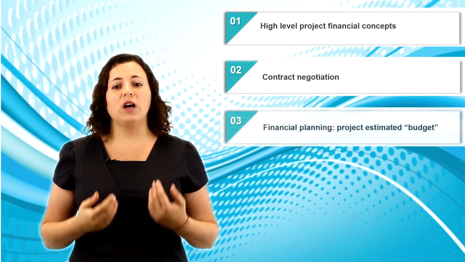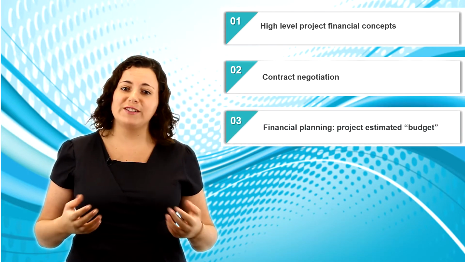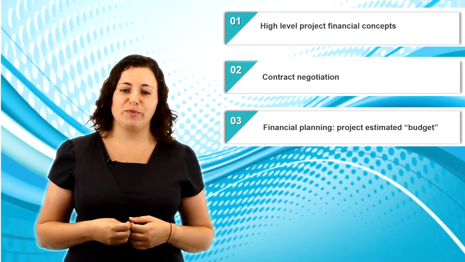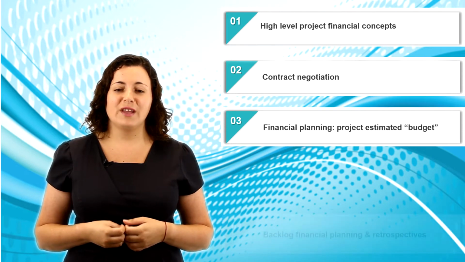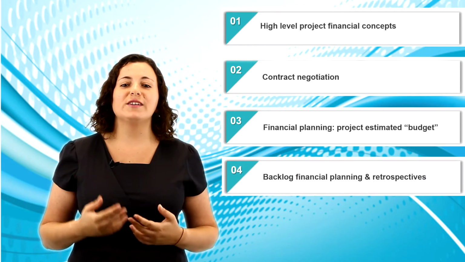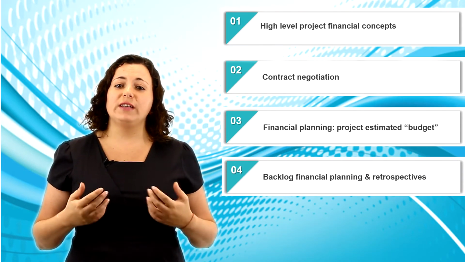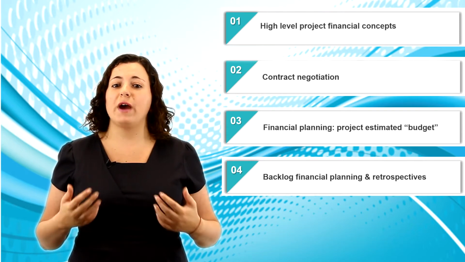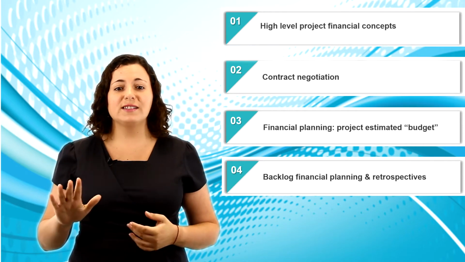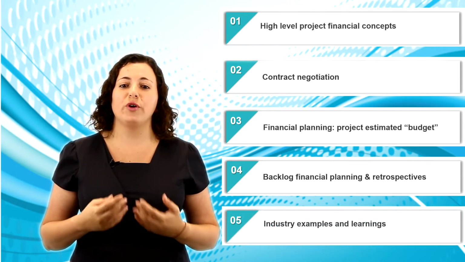Third topic, we'll cover financial planning for your project, in working through some fun examples of how to think through Scrum estimation when planning for your project budget. During the fourth topic, we will look at how to integrate finance into your backlog and retrospectives, looking at some techniques that will help answer how to marry up finance and Scrum. And lastly, we will look at some industry examples and work through some further case studies.